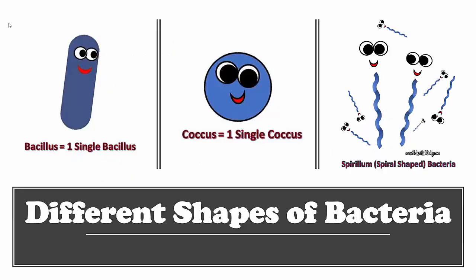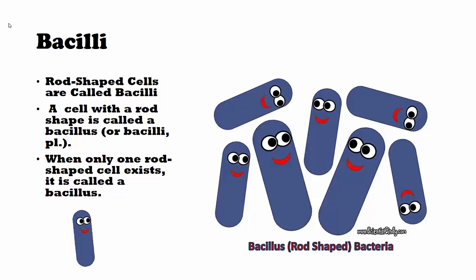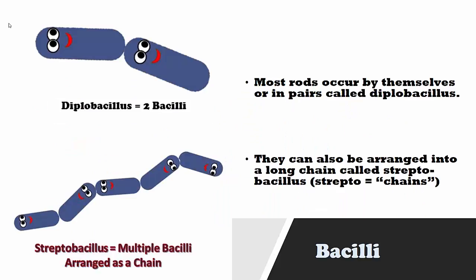There are different shapes of bacteria: bacillus or rod-shaped, sphere-like or coccus, spirillum, which is somewhat spiral-shaped. The rod-shaped cells are called bacilli. A cell with a rod shape is called bacillus, or bacilli when plural. Most rods occur either by themselves or in pairs. A pair would be a diplobacillus. They can also be arranged into long chains called streptobacillus.